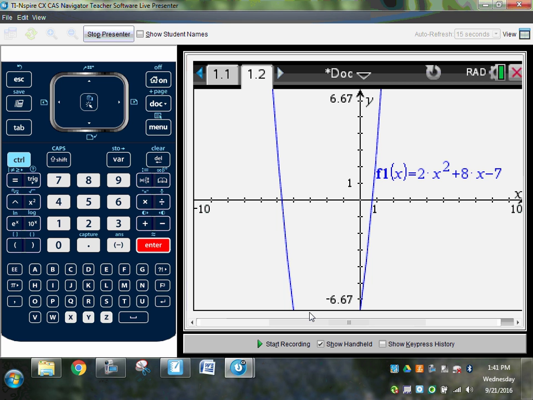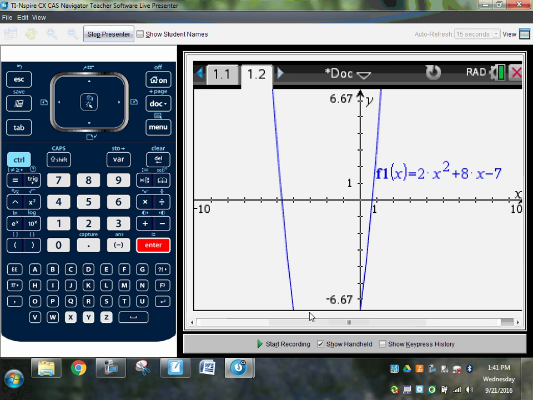But before I even do that, what part of the window do I need to change, the Y or the X, in order to see the vertex of this graph? Hands up, please, if you can answer that. What do I need to change in order to see the turning point on this graph? Do I need to change my Y or my X? We're going to have to change Y. Am I going to have to change the Y minimum or the Y maximum? So let's go in right now.